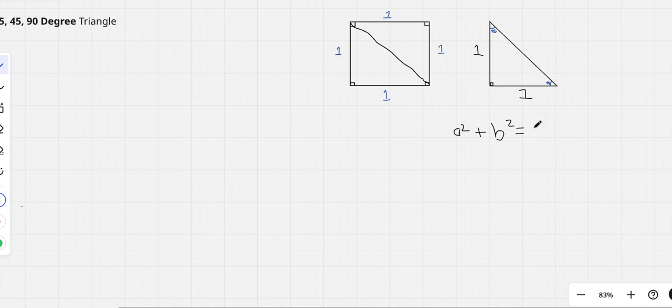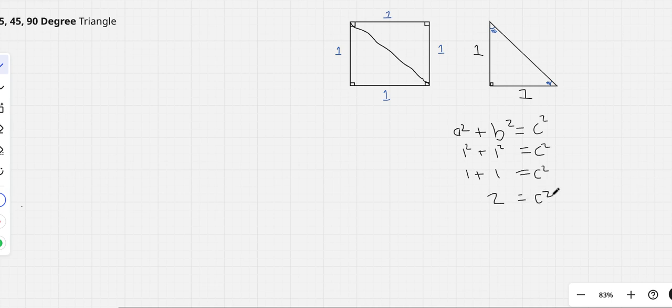A squared plus B squared equals C squared. So we'll have 1 squared plus 1 squared equals C squared. And 1 squared plus 1 squared is simply 1 plus 1 equals C squared. And 1 plus 1 is 2 equals C squared.